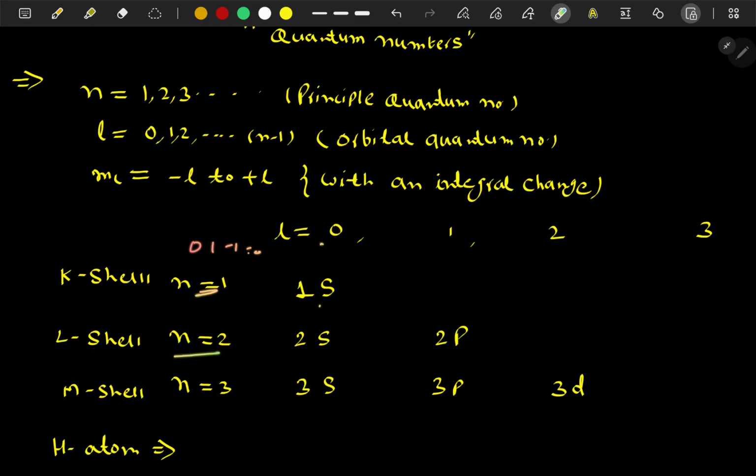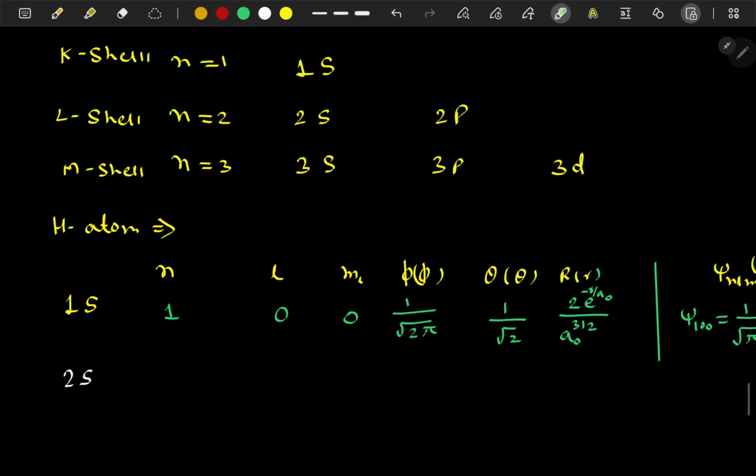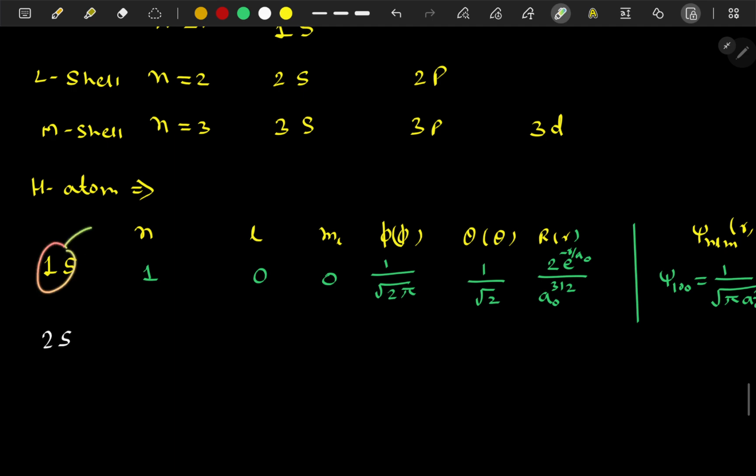For n equal to 2, how many values of l are possible? 2 minus 1 means 1, so 0 and 1 are possible. And for n equal to 3, 0, 1 and 2 are possible. So 0 is s, 1 is p and 2 is d. Now especially for the hydrogen atom, for 1s, n is equal to 1, and for s, l is equal to 0.